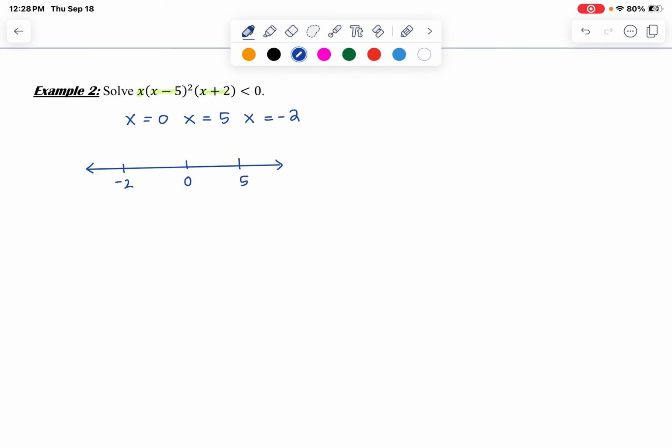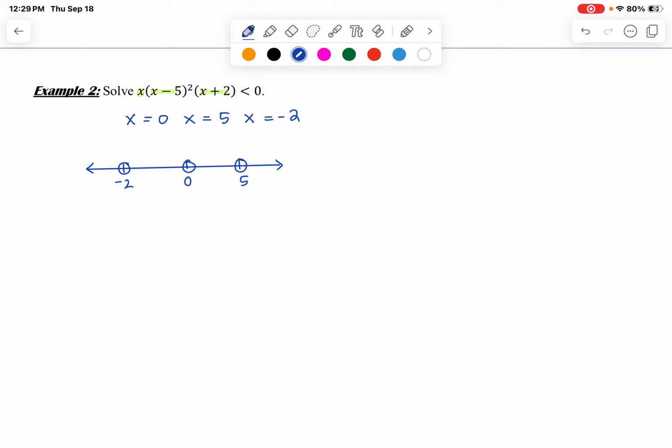I'm going to decide if they're part of my solution set. It says values just less than 0. I'm not including my zeros. It's not less than or equal to. So these are all open points. So these are not part of my solution set. So I'm going to have parentheses on my answers no matter what. No brackets, right? Okay, so now I'm going to check a value on each interval.